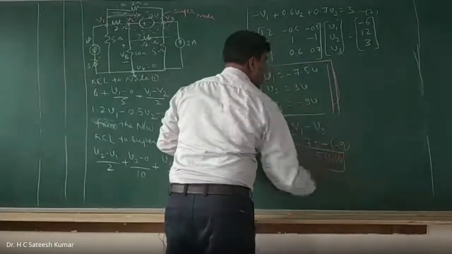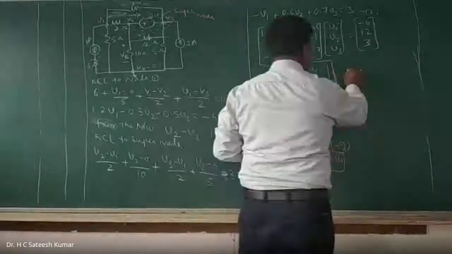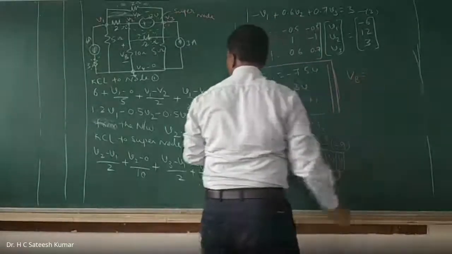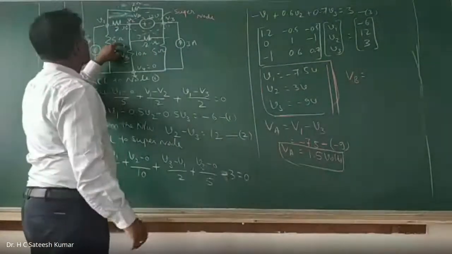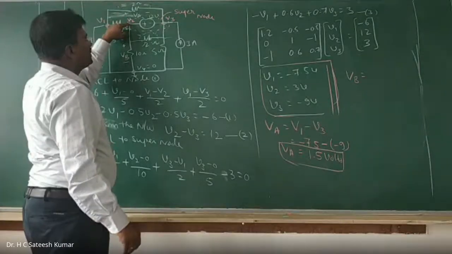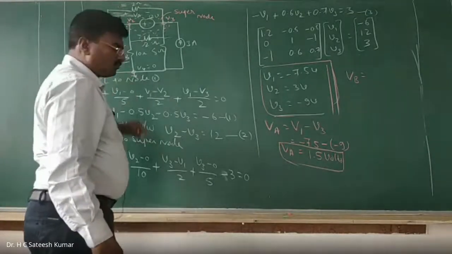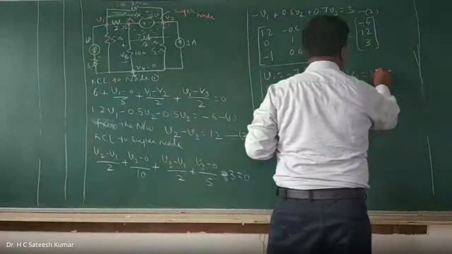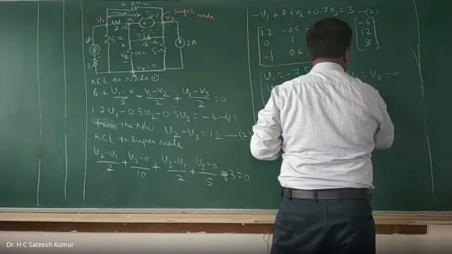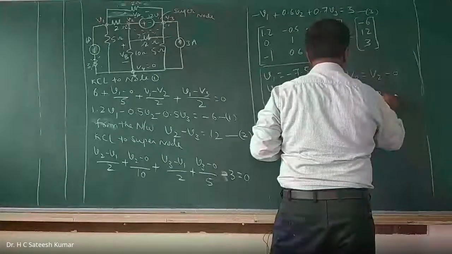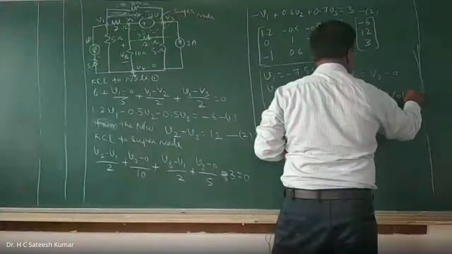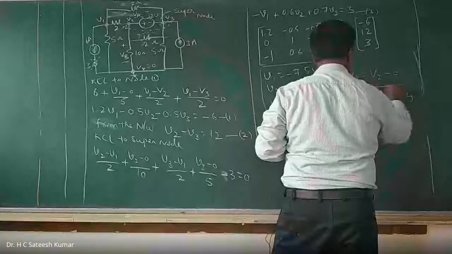Next, what about VB? This is higher potential. This potential is V2, V2 minus this is 0. VB is V2 minus 0. Therefore, VB is equal to V2, which is 3 volts. That's how you should solve the problem.